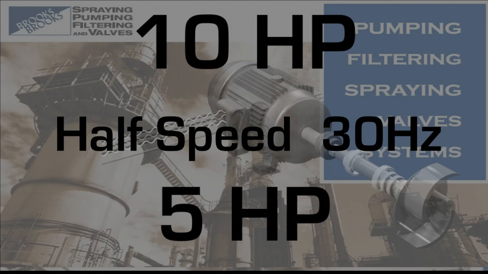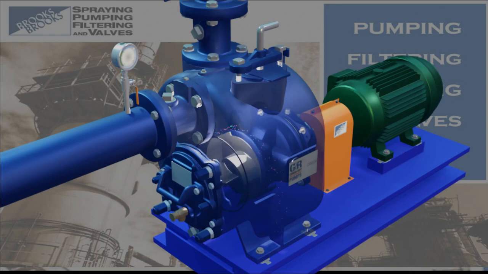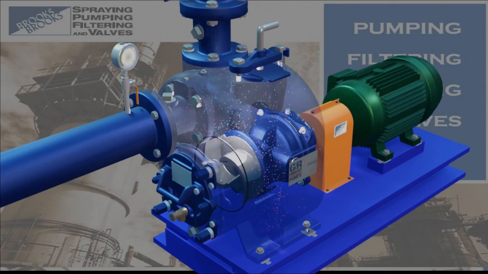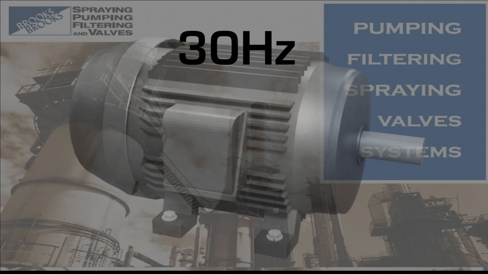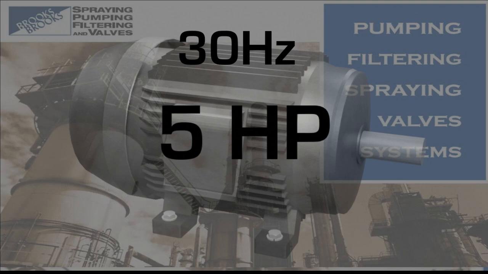Now let's get back to pumps. In this example, the maximum power consumed while pumping a water-like fluid is 6 horsepower at 875 RPM. As noted before, this 10 horsepower motor, running at half speed, 30 Hz, only has 5 horsepower available. The motor might be able to perform at this 6 horsepower duty if its service factor allows for it, but it would not be recommended. Most likely the motor will trip out on high amperage.